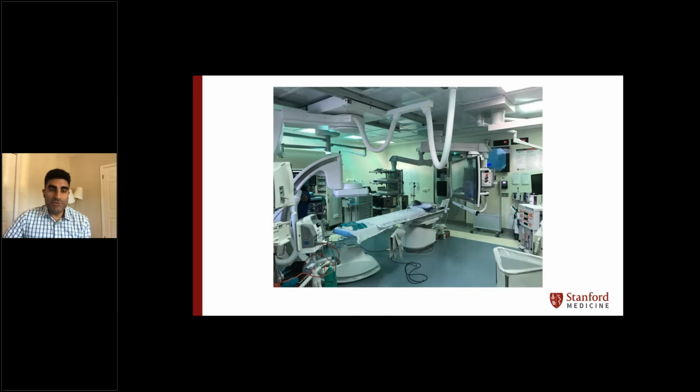This is a picture of our cone beam CT room. This is OR 8 at Stanford. This is a hybrid OR that has the Philips Azurion machine with lung suite on it. And this is where we do all of our nav cases.